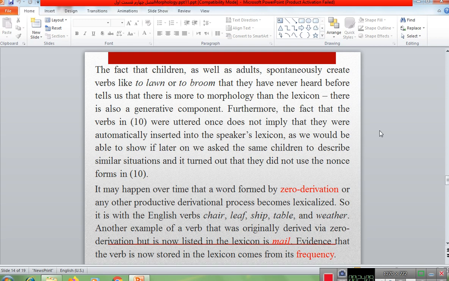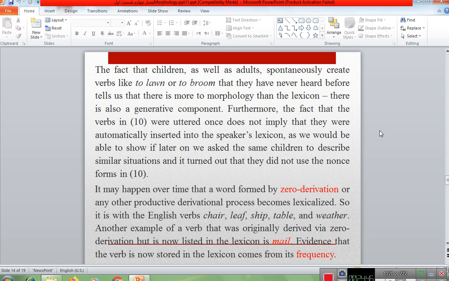So we must mention the directionality of derivation here. How do we know whether a verb is derived from a noun or vice versa? If it is not obvious, we must research the answer in a good dictionary, one that contains etymologies. So it may happen over time that a word formed by zero derivation or any other productive derivational process becomes lexicalized.